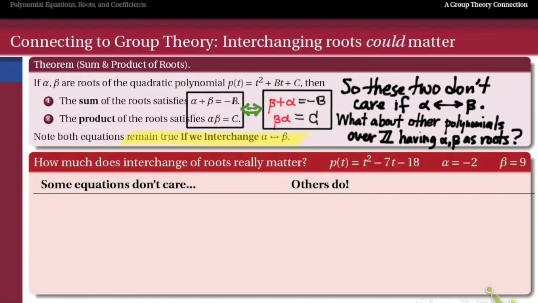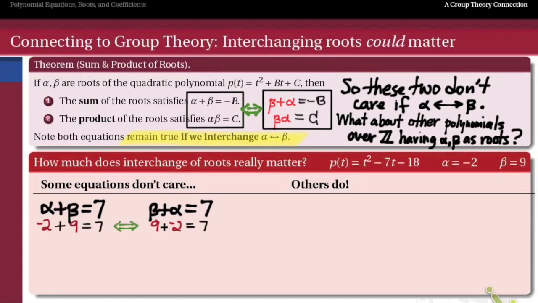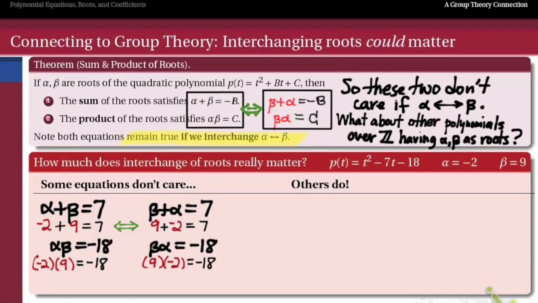But what about other polynomials that have alpha and beta as roots? So if alpha plus beta equals 7, which we know is satisfied by the roots of our polynomial p that we're looking at here, is it still satisfied when I swap beta with alpha? Sure. So this equation doesn't notice. Likewise with the product. Product doesn't notice because alpha beta equals beta alpha.